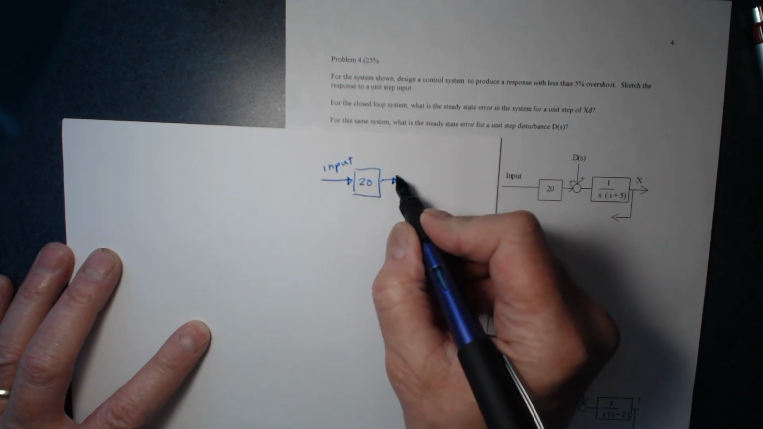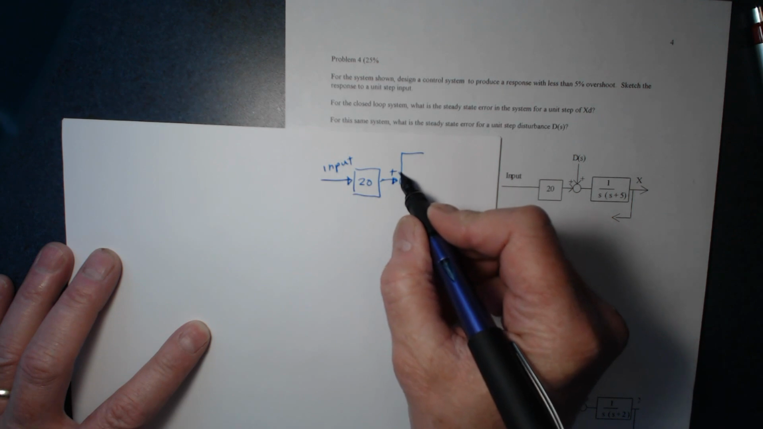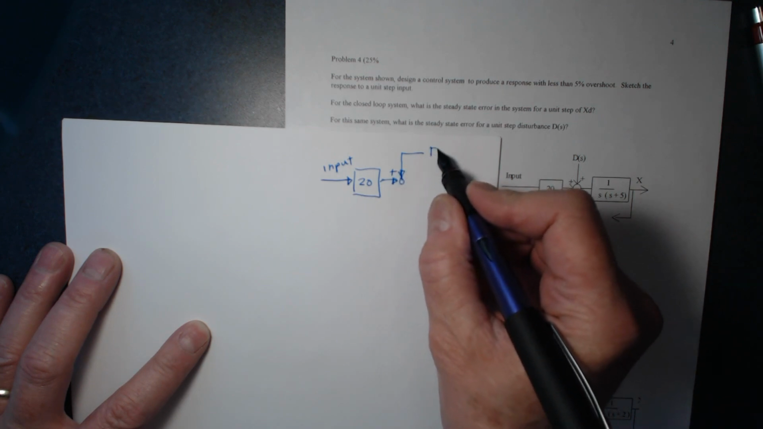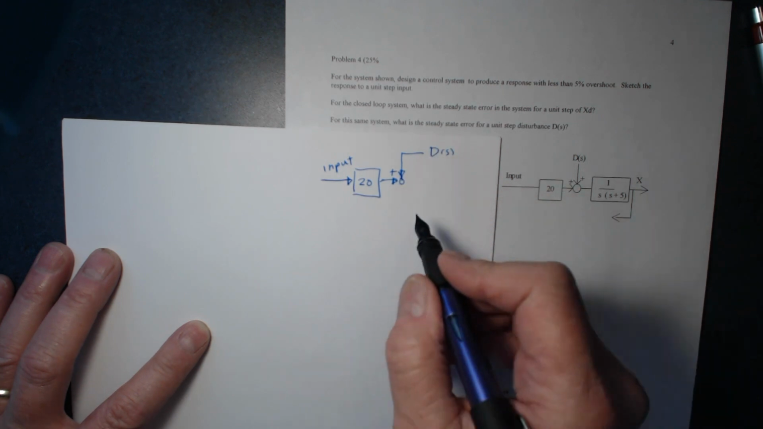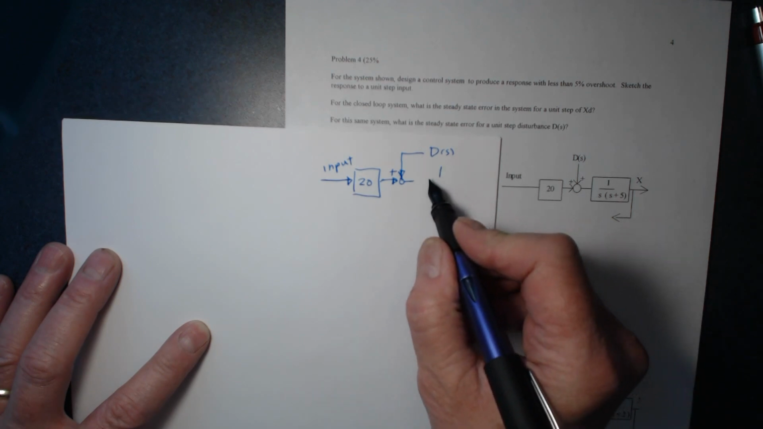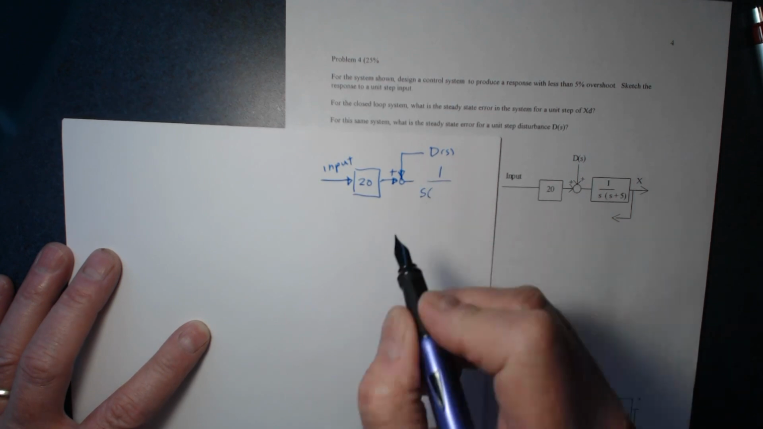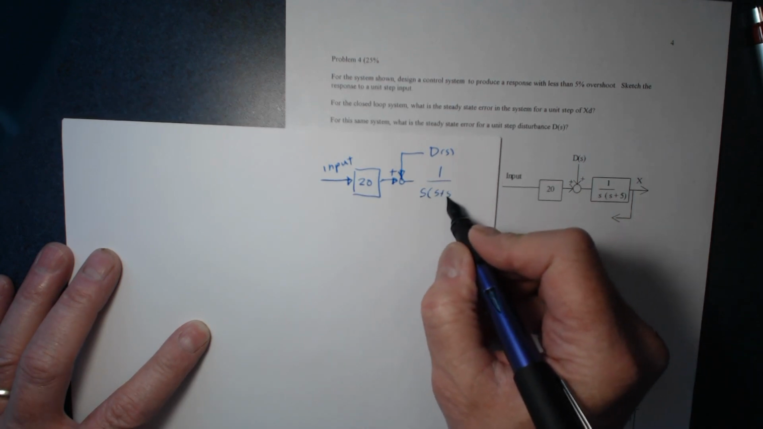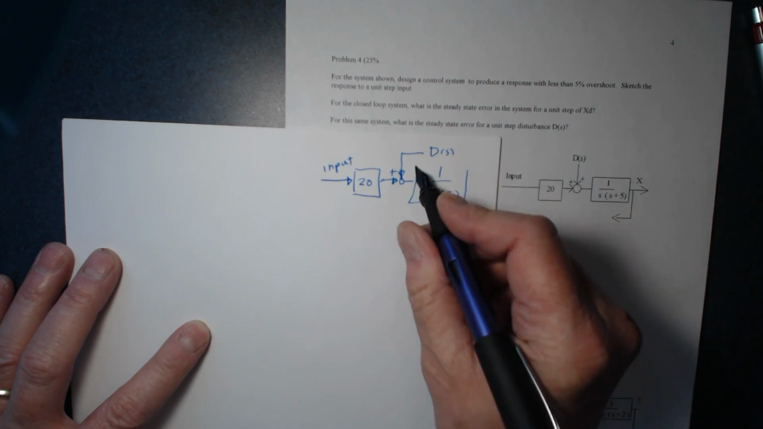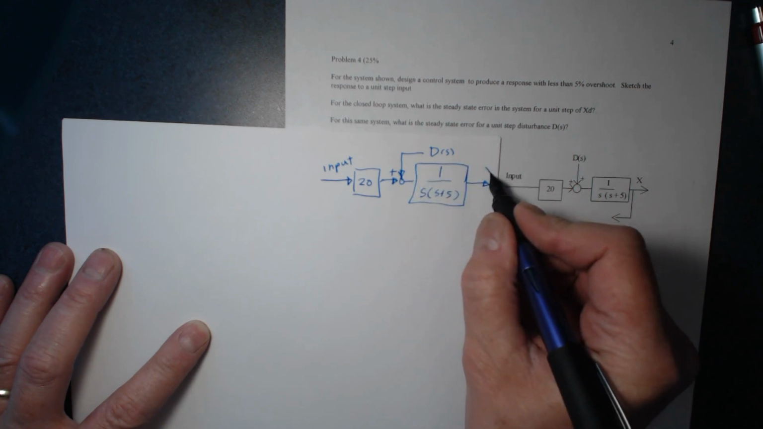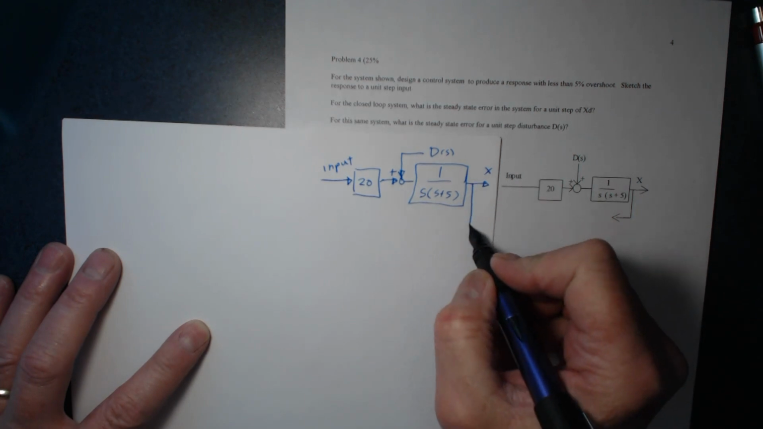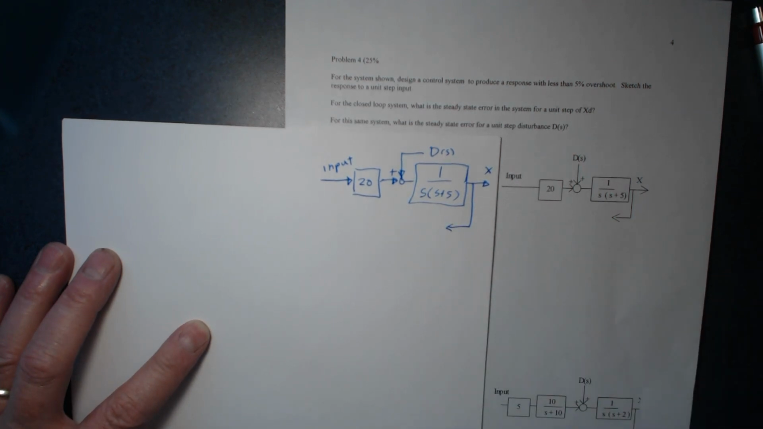I'm going to preserve this disturbance thing because disturbance rejection is the crux of control system stuff, and everybody glosses over that a lot. It kind of gets taken into account automatically. So this is the open loop system, right?